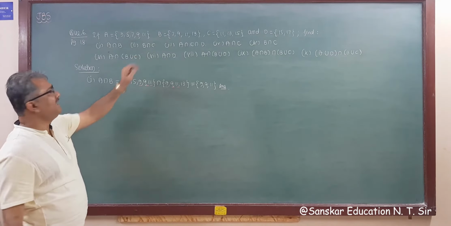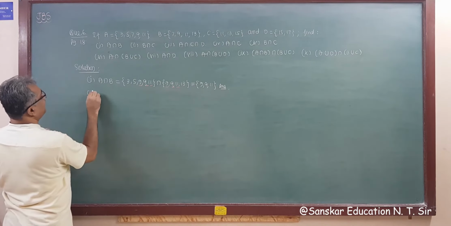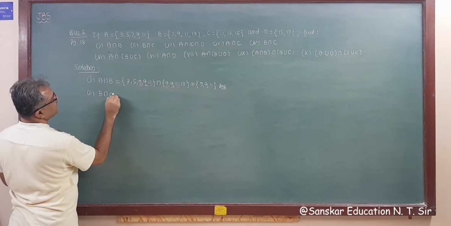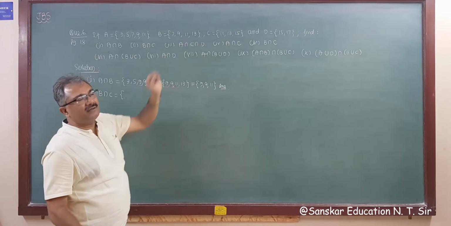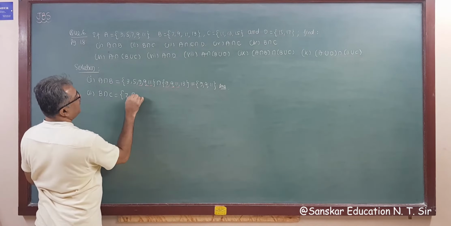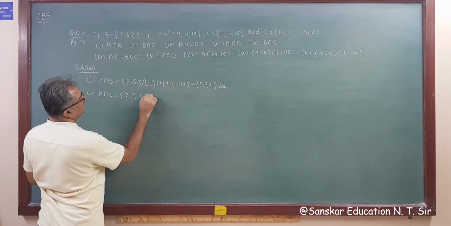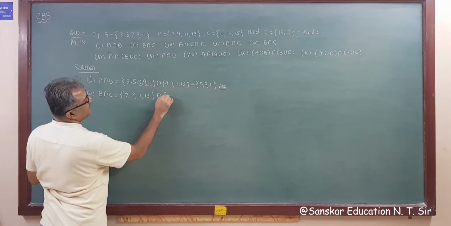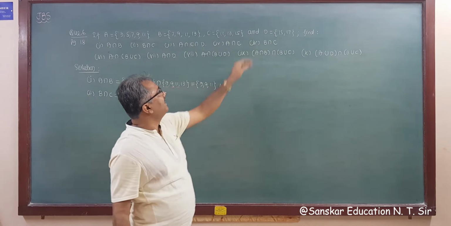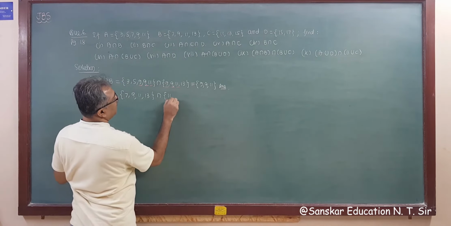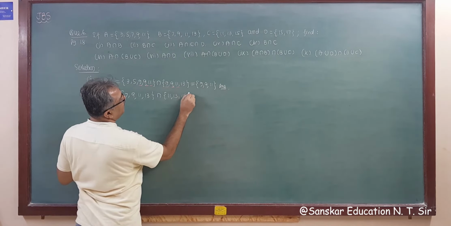Then the second is B intersection C. Now what is B? B is the set 7, 9, 11, 13. Intersection C. C is the set of elements containing 11, 13 and 15.